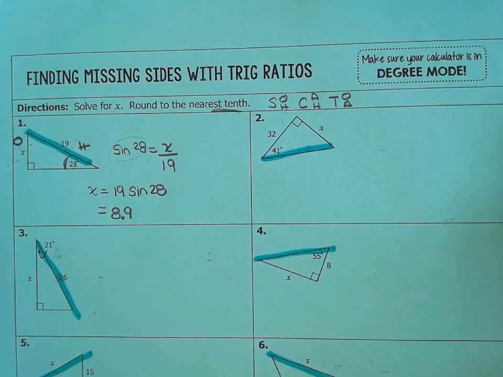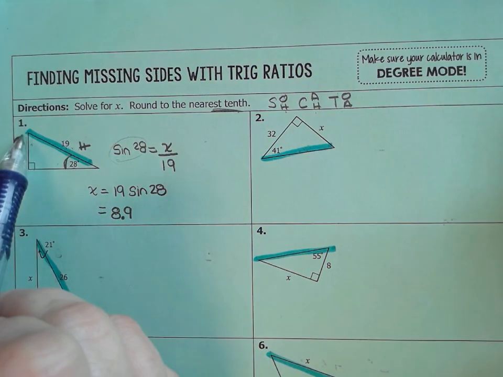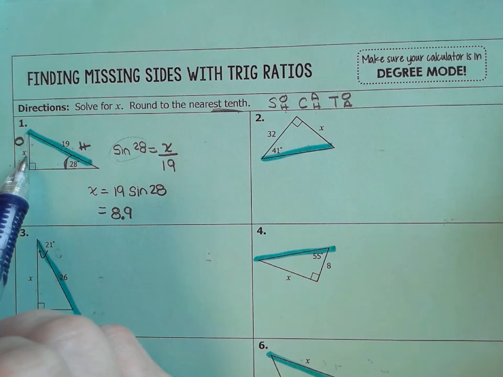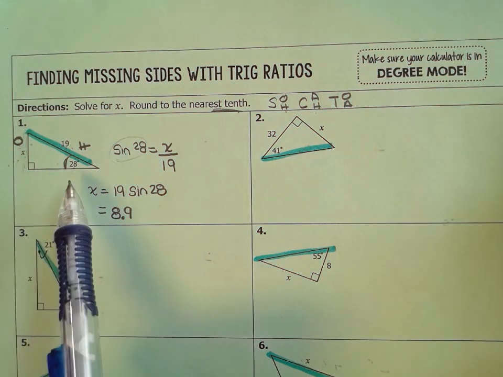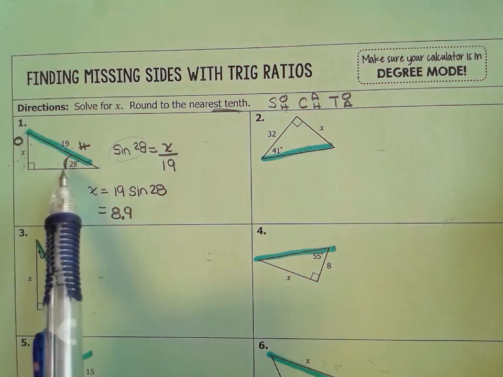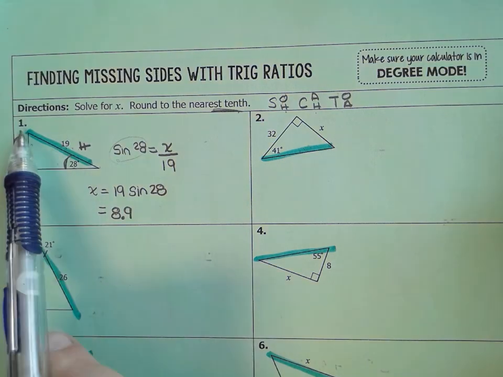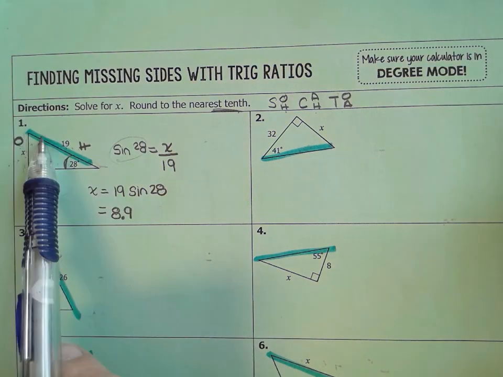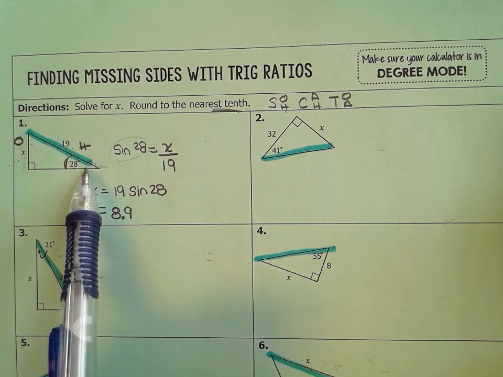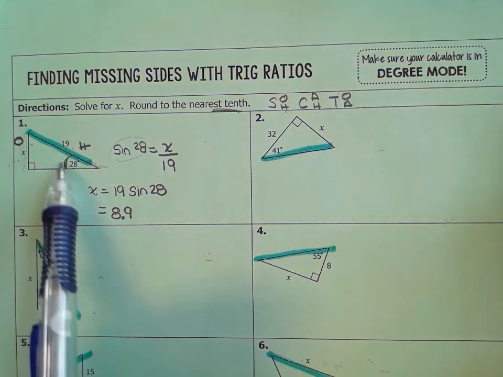So that's all we did. I know that the approximate length of this side is 8.9. And when I look at this, it kind of makes sense because the right angle has the longest side opposite it. This should always be the longest side. This is the smaller of these two acute angles, so it's going to be pretty small.